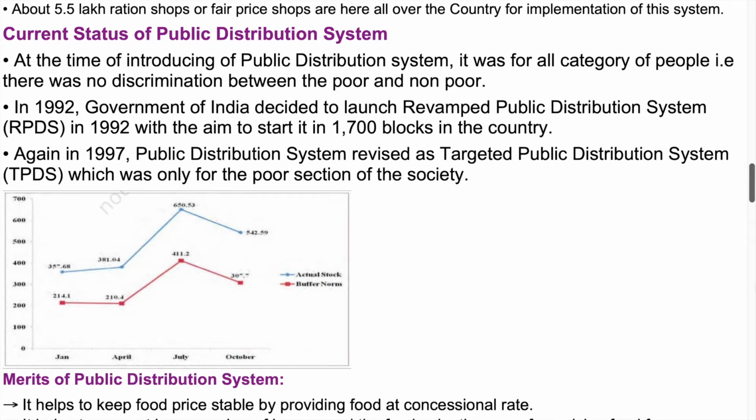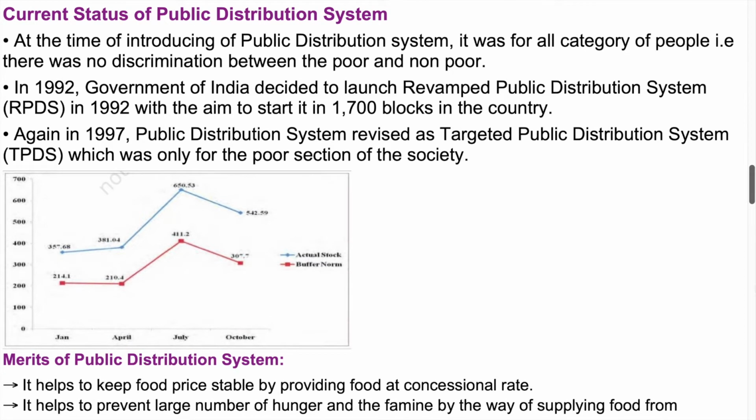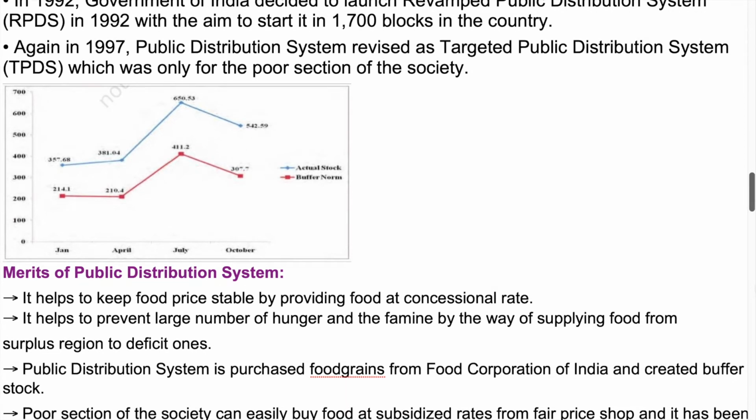Current status of public distribution system. At the time of introducing the public distribution system, it was for all categories of people, i.e. there was no discrimination between the poor and non-poor. In 1992, Government of India decided to launch the revamped public distribution system, RPDS, with the aim to start it in 1,700 blocks in the country. Again in 1997, the Public Distribution System was revised as the Targeted Public Distribution System, TPDS, which was only for the poor section of the society. Pause the video to see the graph.